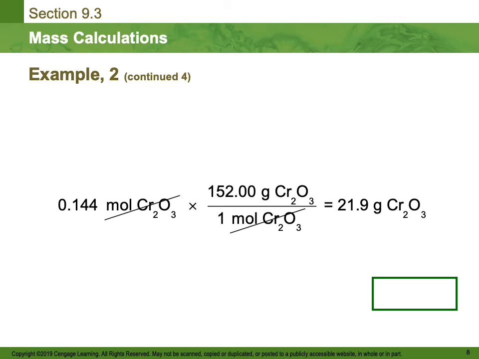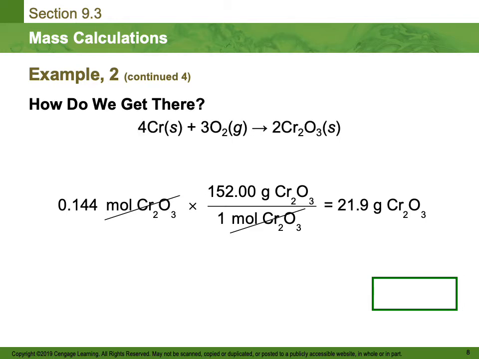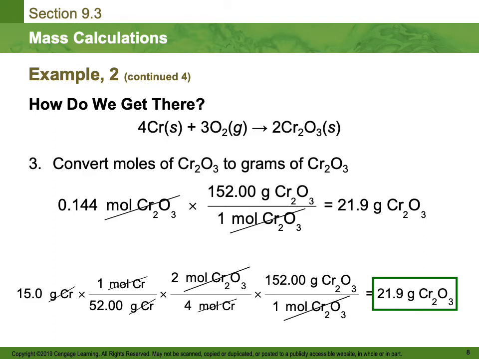And if we then do our last step of how do we get there, here's our equation. We have 0.144 moles of chromium-3 oxide. We multiply by the molar mass of chromium-3 oxide. Our moles drop out, and we end up with 21.9 grams of chromium-3 oxide. At the bottom here, we have the whole thing done in one big string. When we see that in one big string, we end up with the exact same answer.